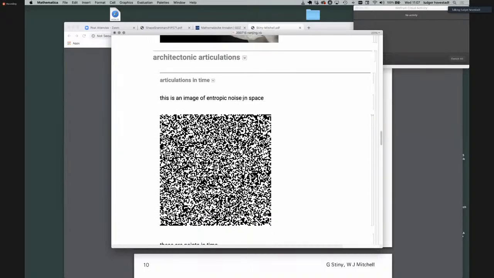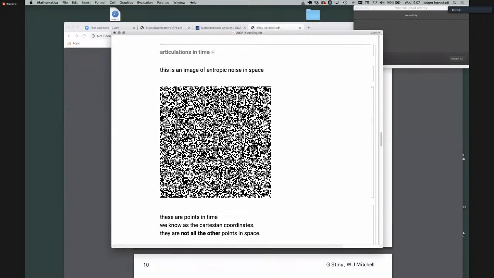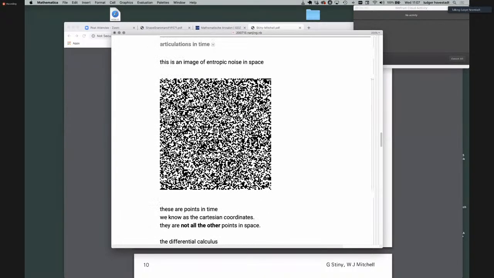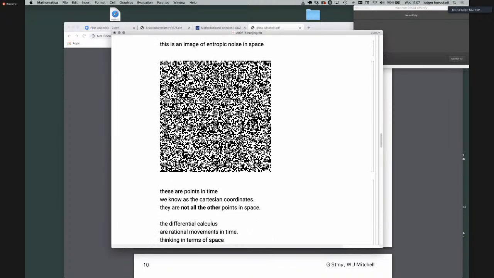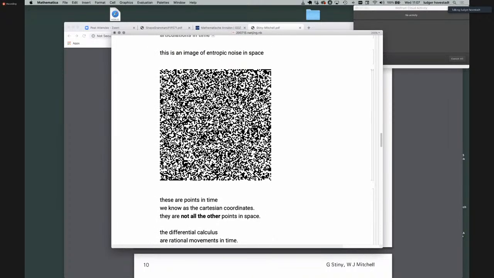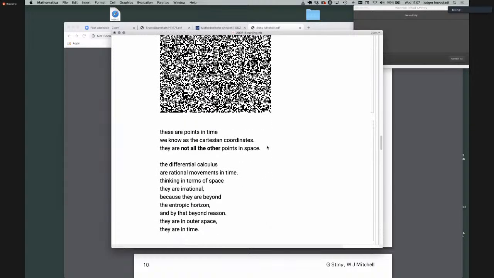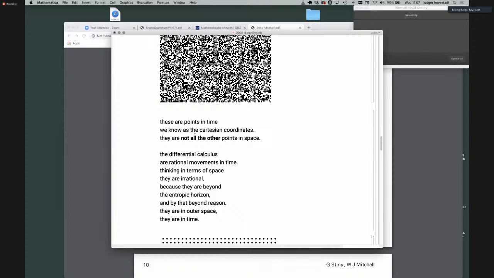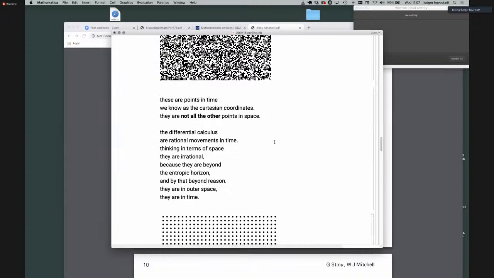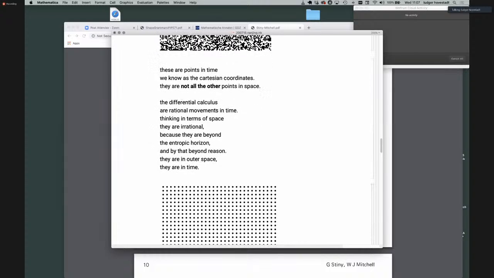This is an image of the entropic noise in space. So if everything is connected, this is what we are driving to with the internet. Everything is connected, everything is polite. There's nothing exciting, just white noise. These are points in time, as we know them as Cartesian coordinates; they are not all the other points in space. The differential calculus describes rational movements in time. Thinking in terms of space, they are irrational because they are beyond the entropic horizon.